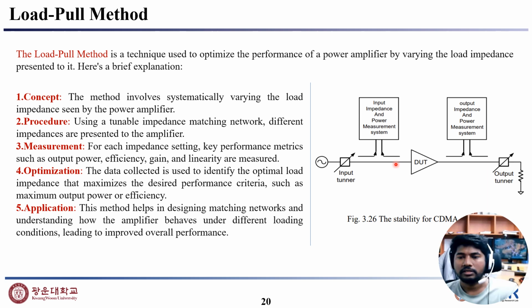For each impedance setting, key performance metrics such as output power, efficiency, gain, and linearity are measured. Optimization: the data collected is used to identify the optimal load impedance that maximizes the desired performance criteria, such as maximum output power or efficiency. Finally, the application: this method helps in designing matching networks and understanding how the amplifier behaves under different loading conditions, leading to improved overall performance.